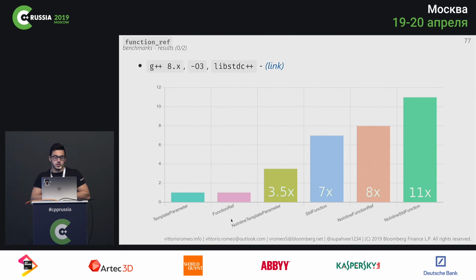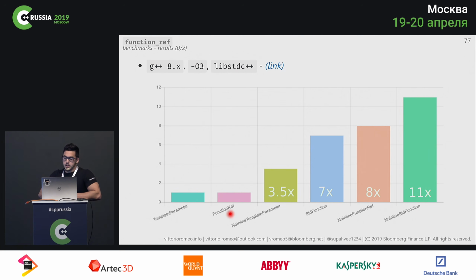So these are the results. If we have inlining enabled and everything is in the same translation unit, then both template parameters and function ref have exactly the same speed. So if everything is in the same translation unit and you have inlining, then function ref is as free as a template parameter, but you don't get a compile time overhead.